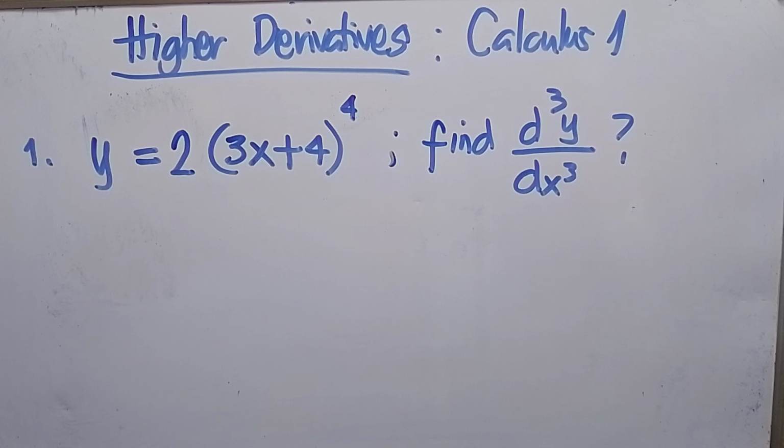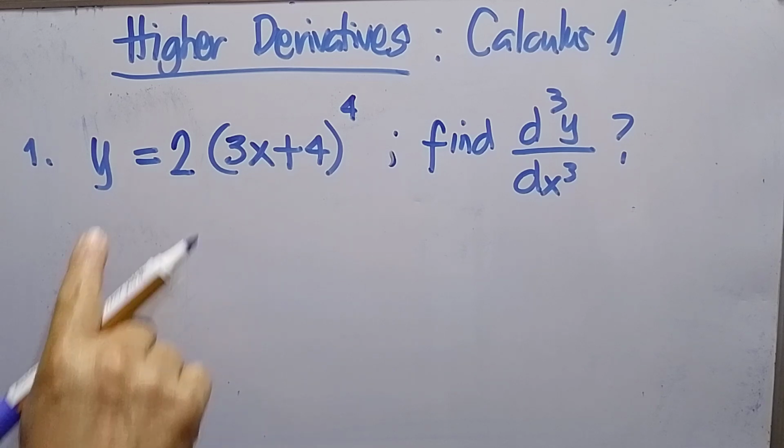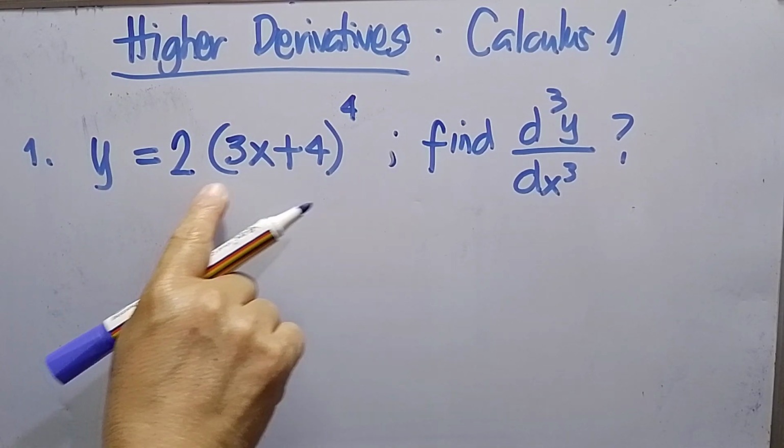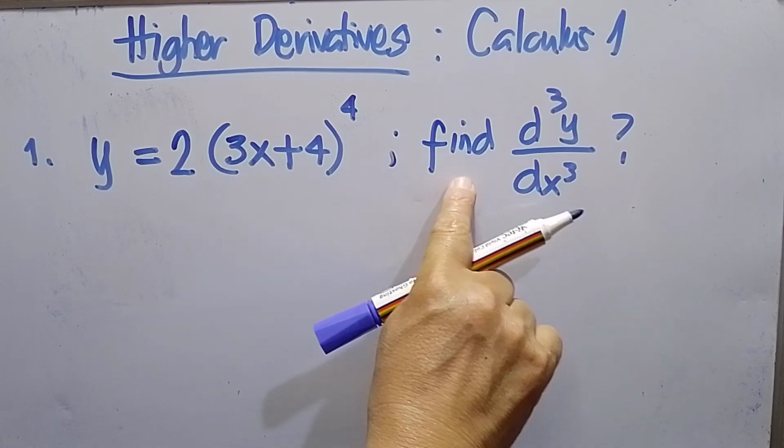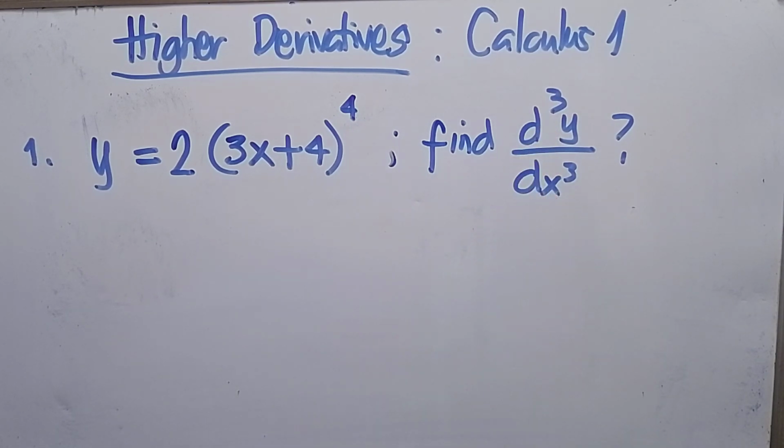This topic is under Calculus 1. This math is intended for students majoring in mathematics and freshmen engineering students. Number 1, I have y is equal to 2(3x + 4) raised to the 4th power. Now the question is, find the third derivative.